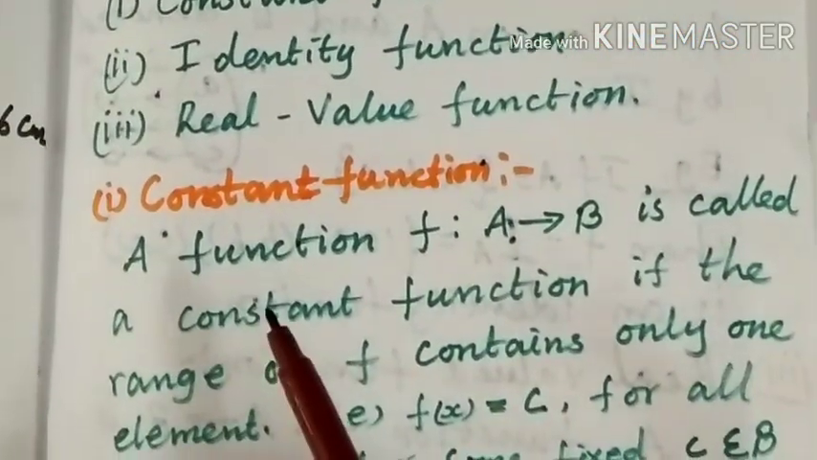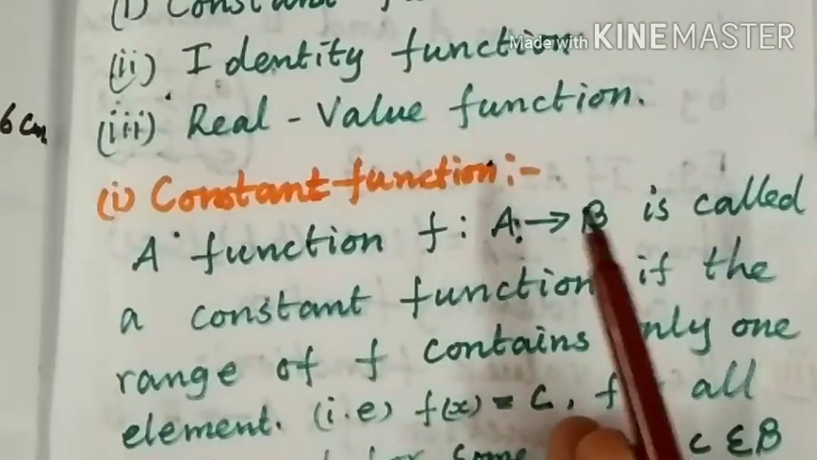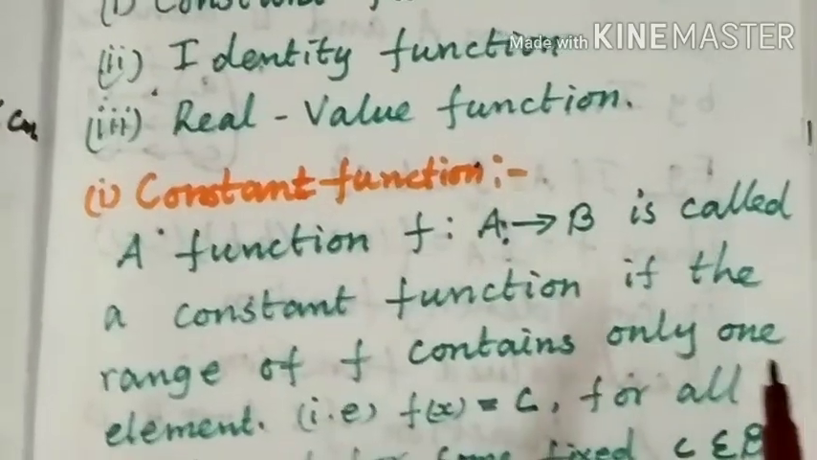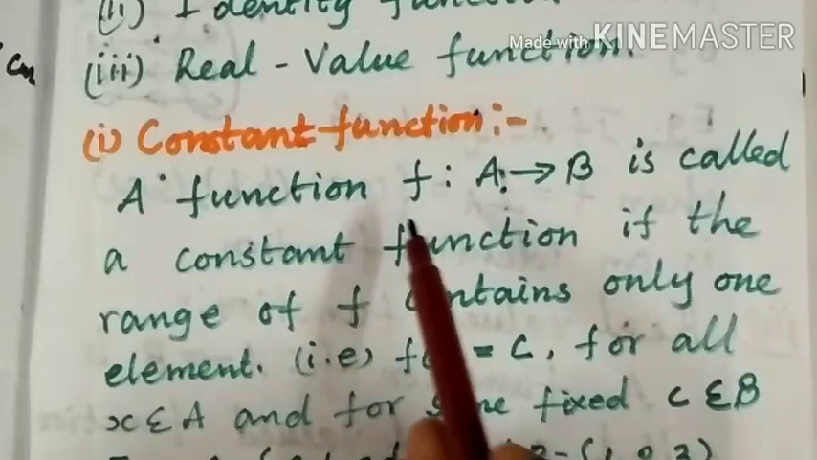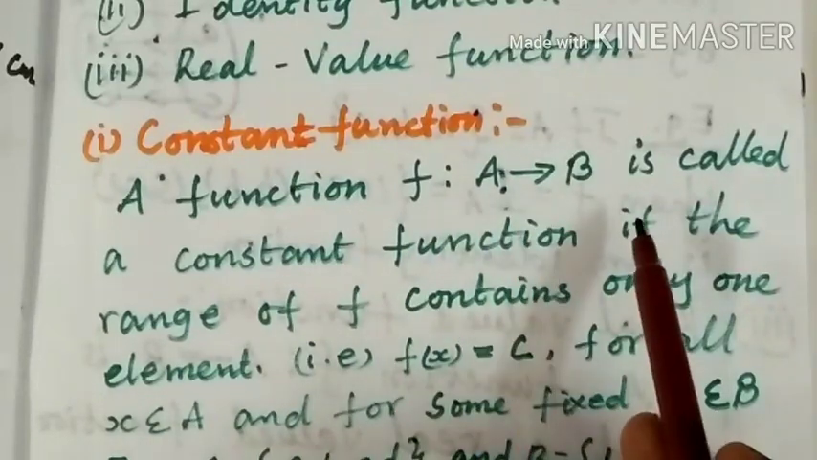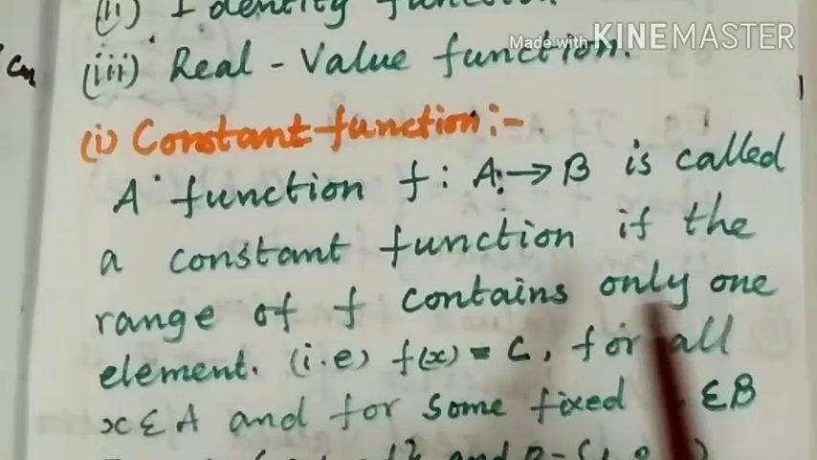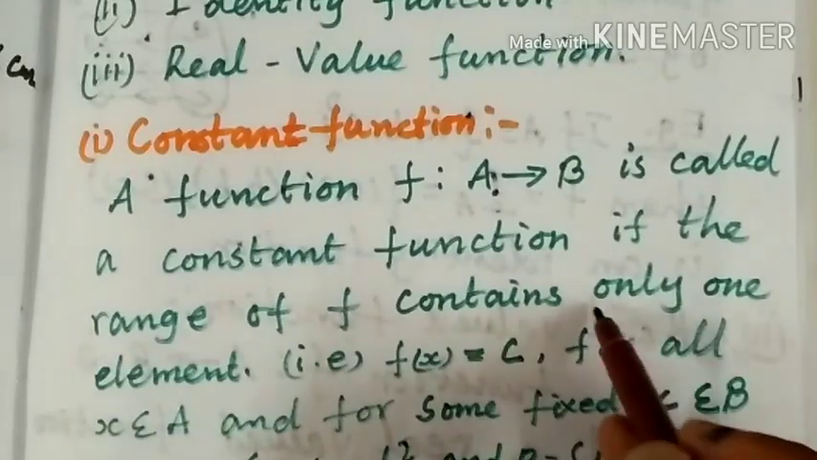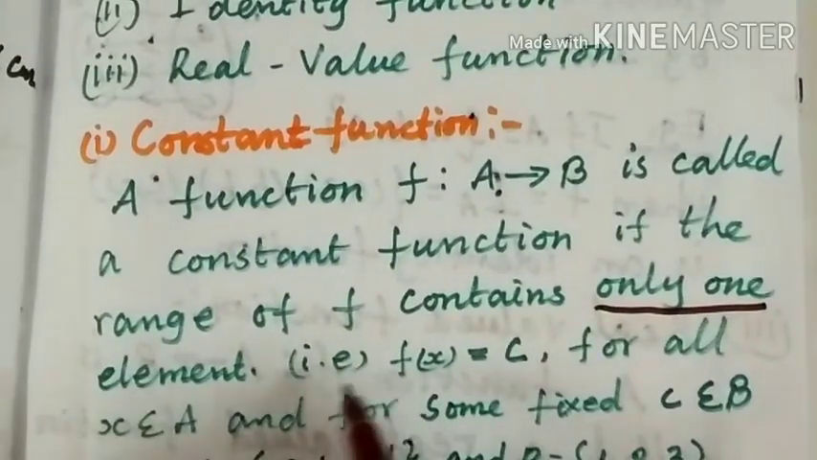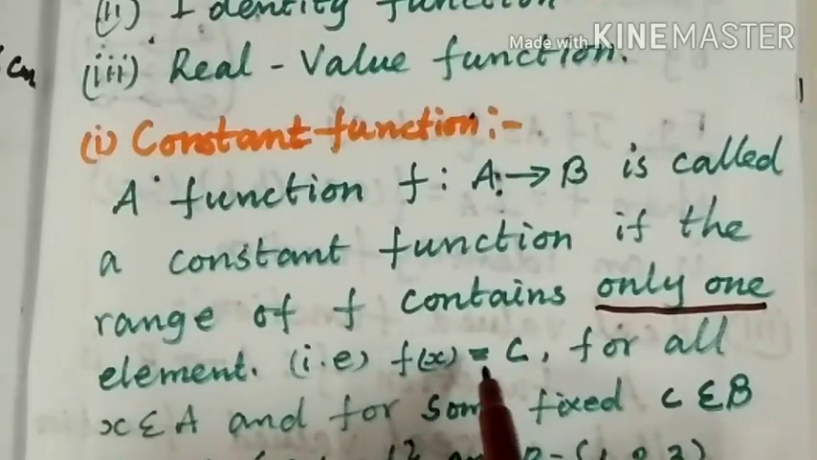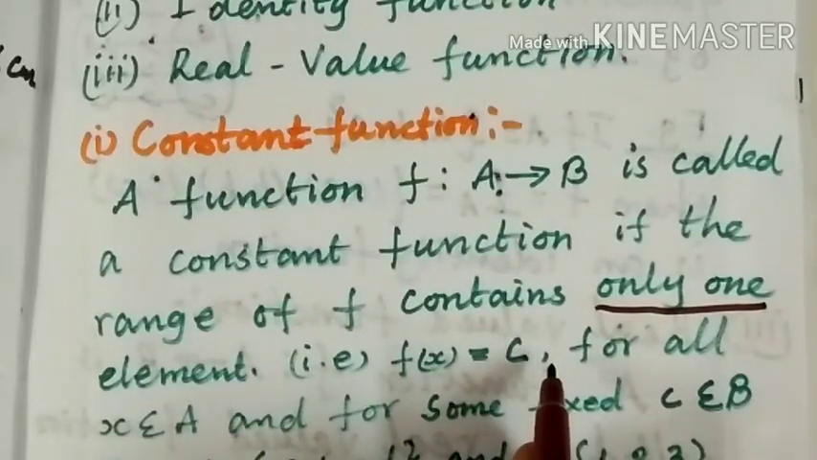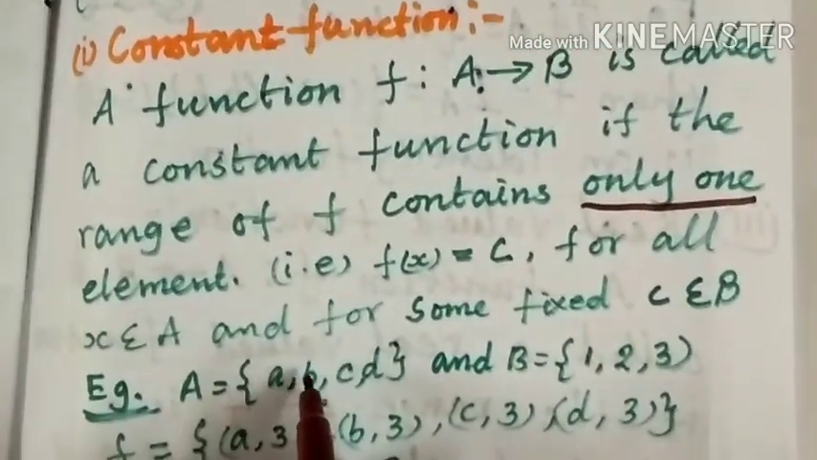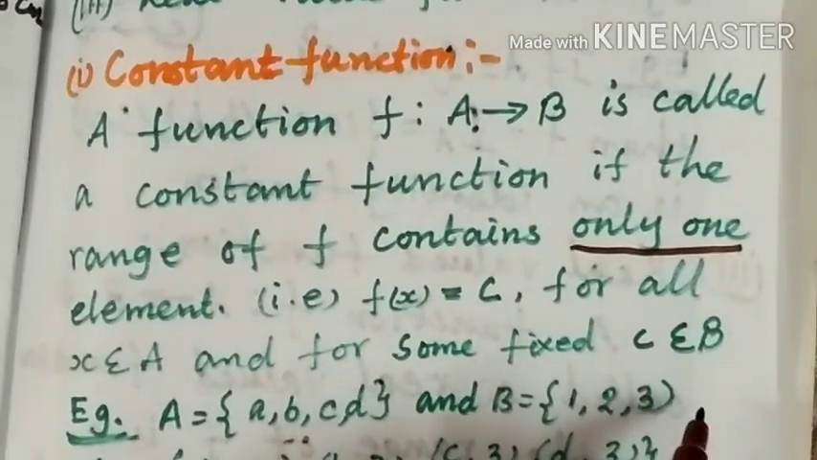First type, constant function. It is nothing but the range of this function is a singleton set. See the definition. A function f from A to B is called a constant function if the range of f contains only one element, that is f of x equal to c, c denotes a constant value, for all x belongs to set A and for some fixed c belongs to set B.